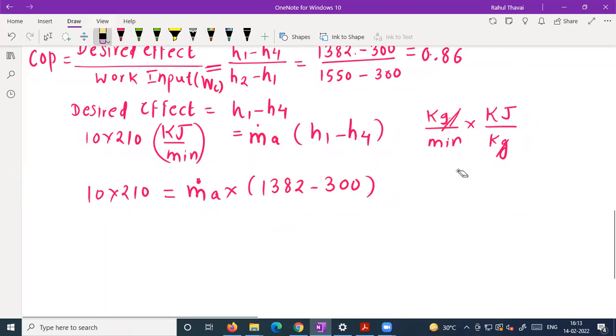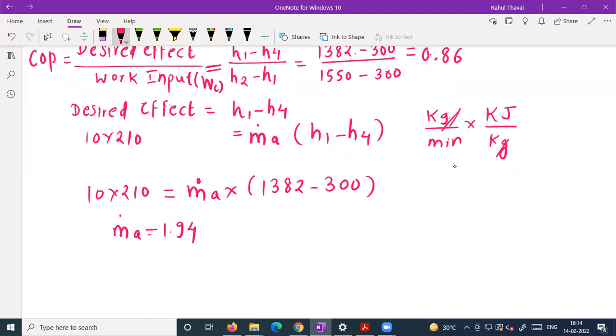Let me know the mass of the air, all of you. How much? 1.94. Mass of the air is 1.94. This is in which unit? As I told you, kg per minute. So can you divide it by 60? So 1.94 divided by 60 gives kg per second. Is that okay?